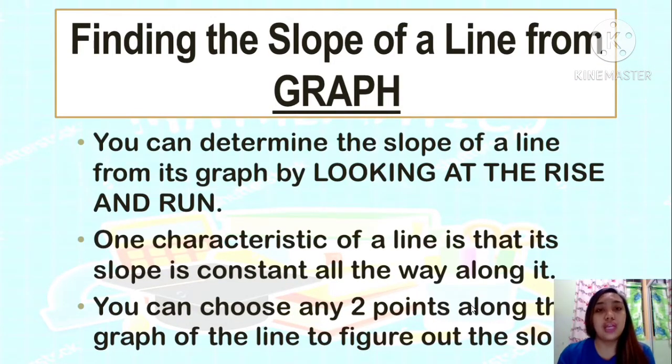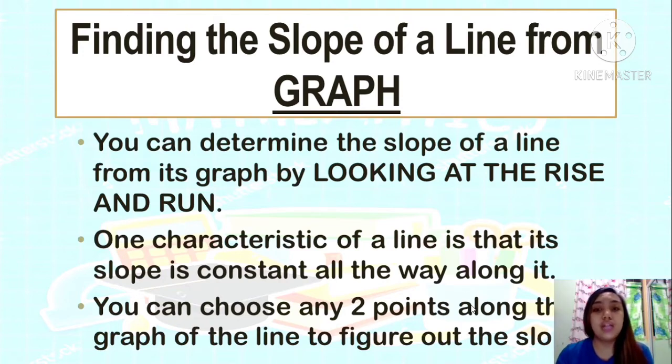How are we going to find the slope of a line from the graph? Sa graph kasi, you were given a line. May dalawang points. When you connect the 2 points, you can construct a line. Now, paano natin makukuha ang slope ng line through the graph? You can determine the slope of a line from its graph by looking at the rise and run. Huwag niyong kalimutan yung basic information na rise over run.